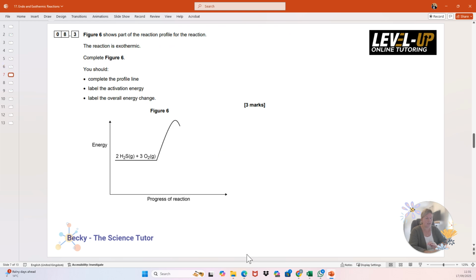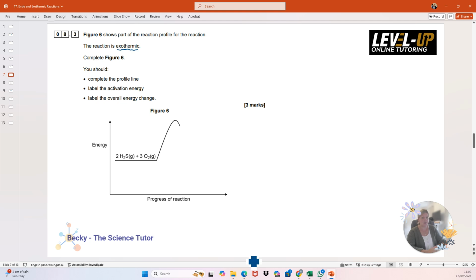Okay, let's take it up a level. So here we've got 3 marks. So this time we have to complete the profile line, label the activation energy and the overall energy change. So first of all, we've got to know, well, what type of reaction is this? It tells us in the question that this is an exothermic reaction.